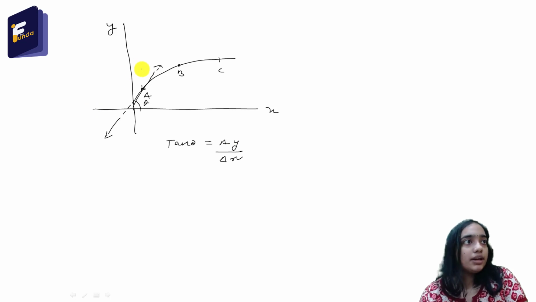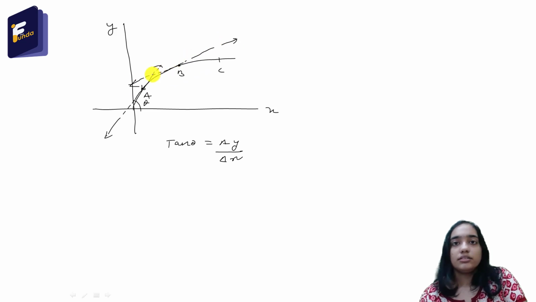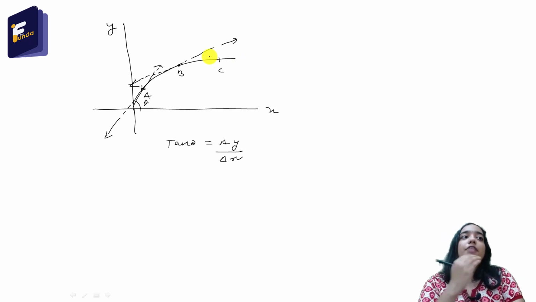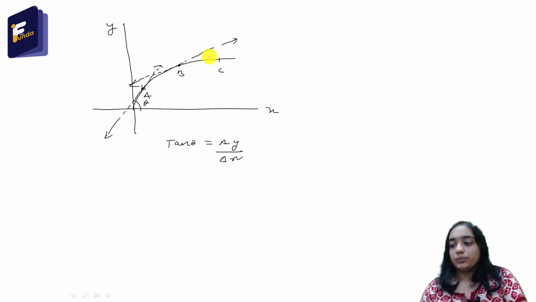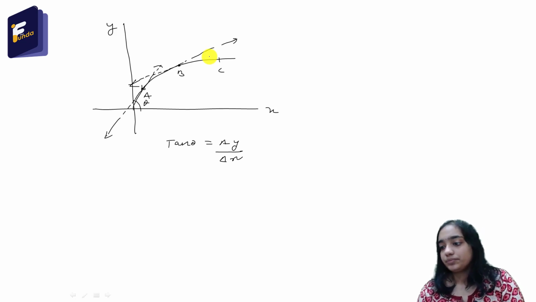Similarly for point B, if I draw a tangent at point B, then we can find the slope of this line. The tangent is a line, so similarly for every point of the curve we can draw a tangent at that point and we can find the slope at that point. Okay, so simple.